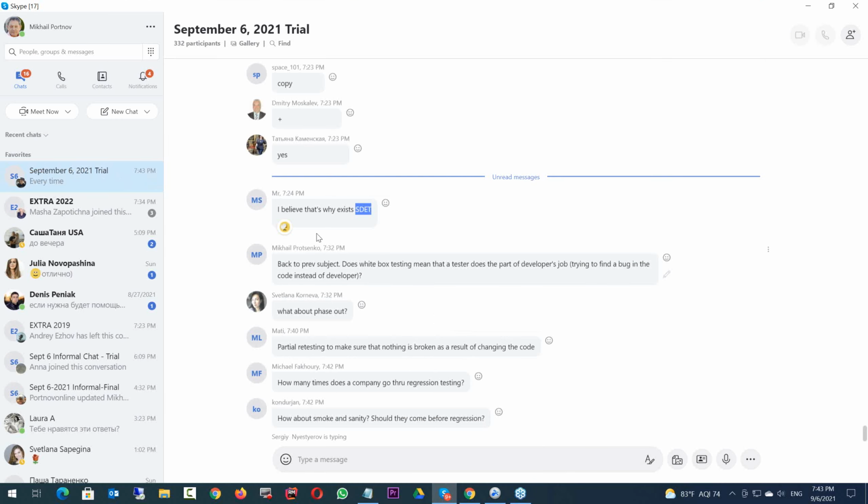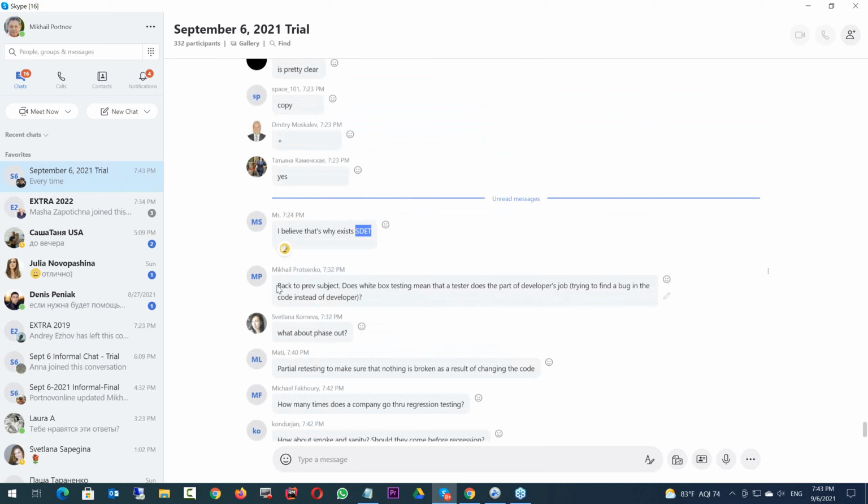Back to previous, does white box testing mean that the tester does part of the developer's job, trying to find the bug in the code instead of the developer? If a company has white box testers, it means they want to give developers more time to develop. So developers can focus on development, and then someone else is focusing on testing. So it kind of changes the focus of different people in the team.